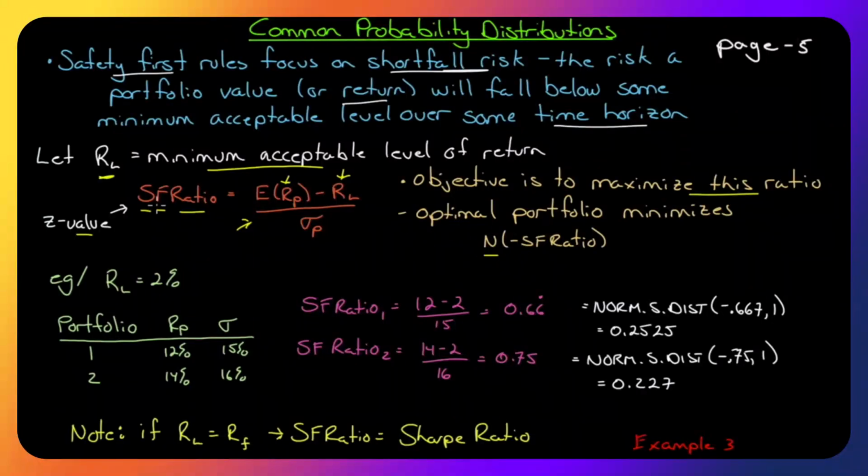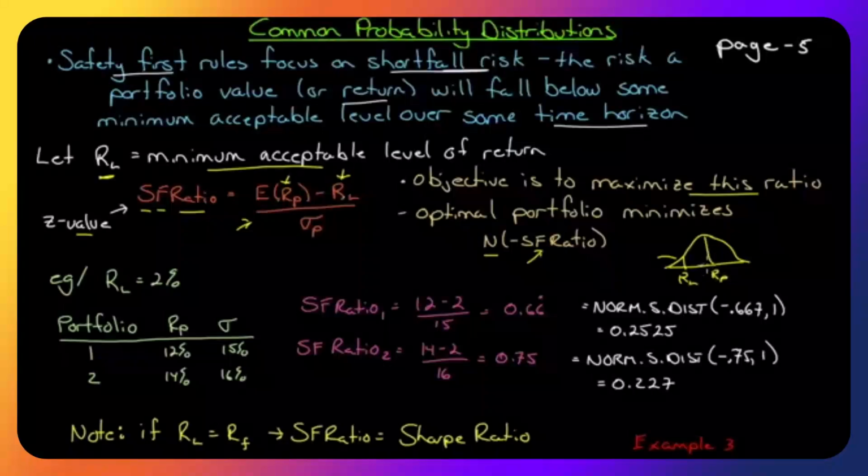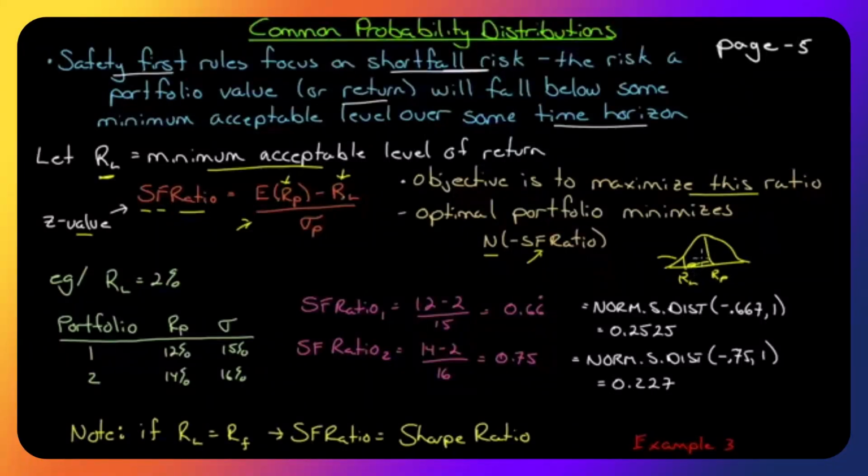Notice that whatever z-value we get here, it enters here as a negative value because the return on the portfolio should be higher than the minimum level. This will be a positive number, but we want, just to draw it out, this will be RL, and this is the expected return on the portfolio. So this should be a negative z-value.